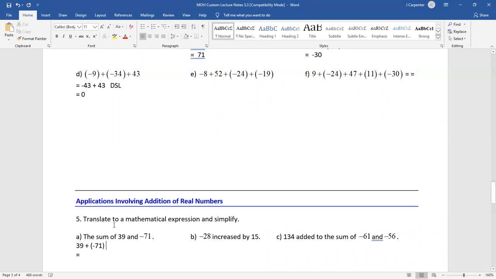And then you use your rules. 39 is positive, 71 is negative, so they're different, which means we'll subtract and keep the sign of the larger. Let's see, 71 minus 39, that's 11 minus 9 is 2, 6 minus 3 is 3, so that's 32. So that's just the difference of the 71 and the 39. Then we keep the sign of the larger. The 71 was larger than 39. It was negative, so that's a negative 32.